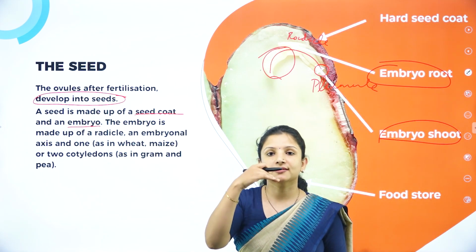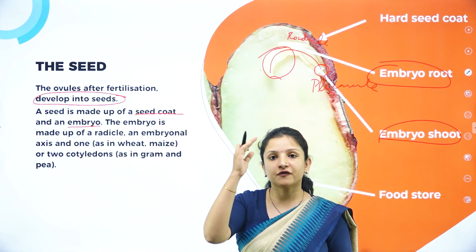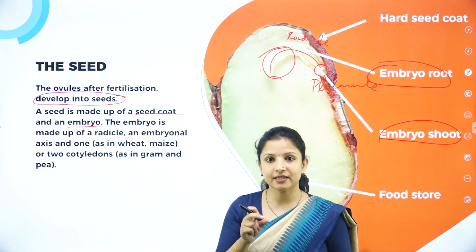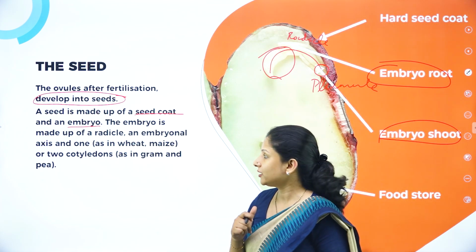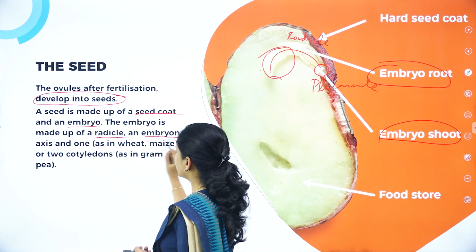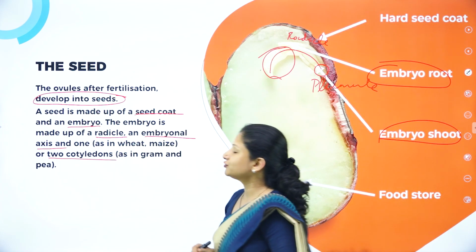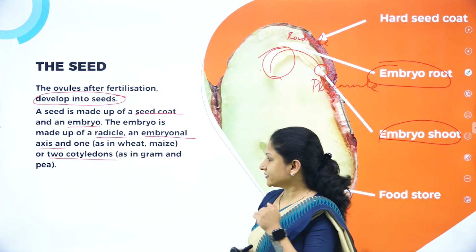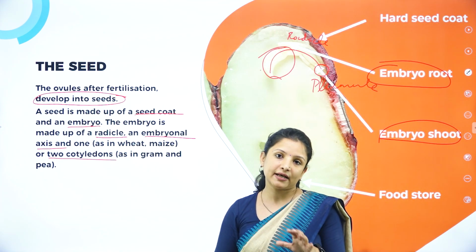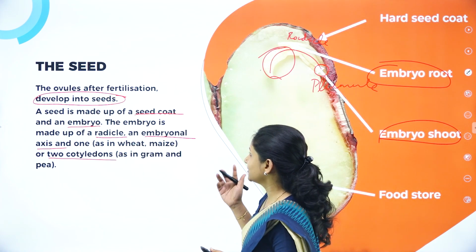So what is there in the embryonal axis of the seed? In the upper portion, there is the plumule, from which the shoot will arise, and in the lower portion, there is the radicle, from where the root will arise. So the embryo is made up of the radicle and plumule, and also it has two cotyledons, if it is a dicot. If it is a monocot, it has a single cotyledon. So this is about the seed.